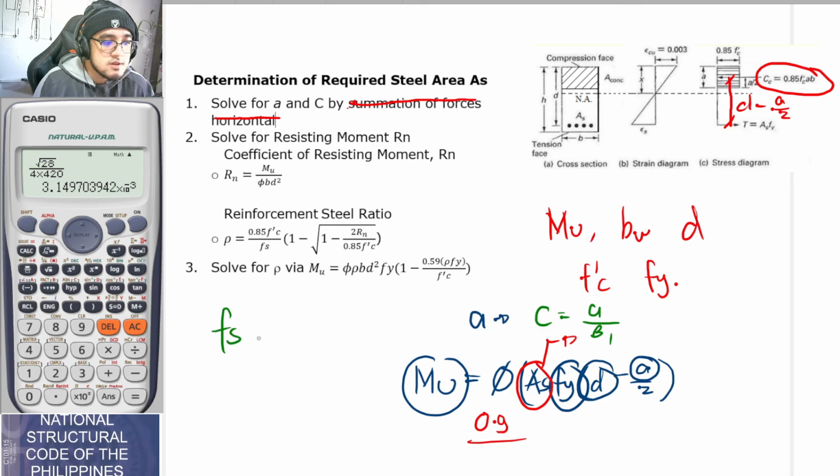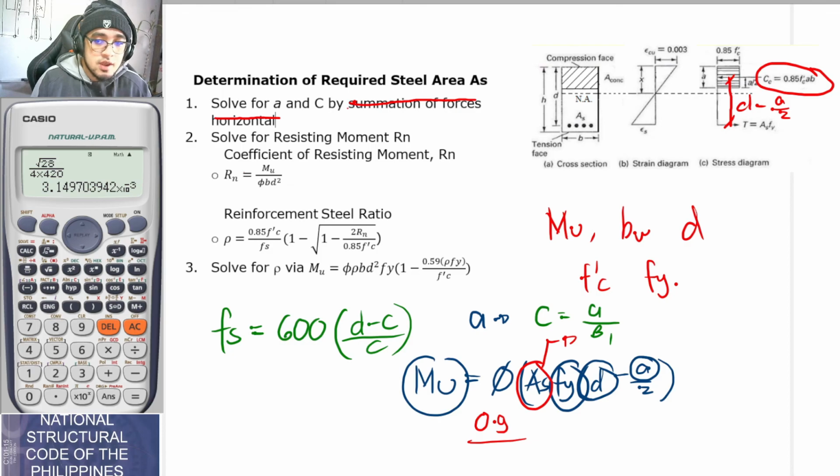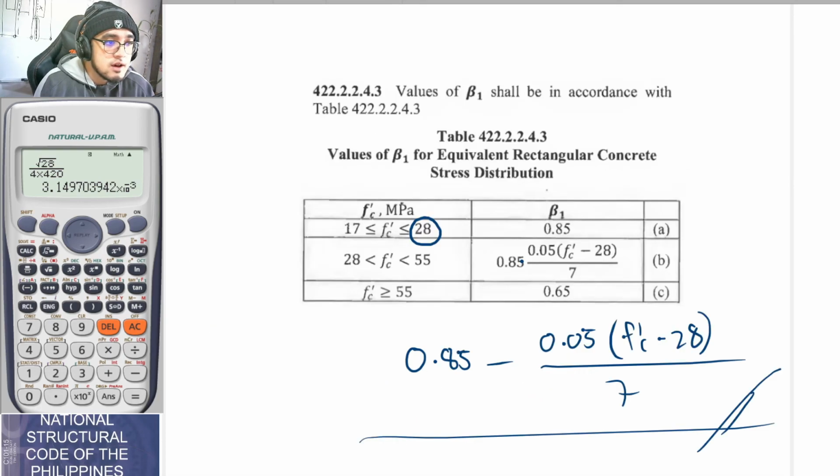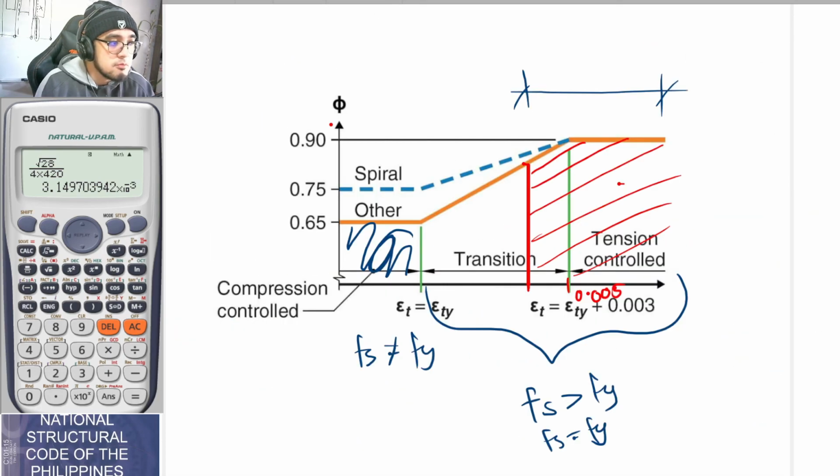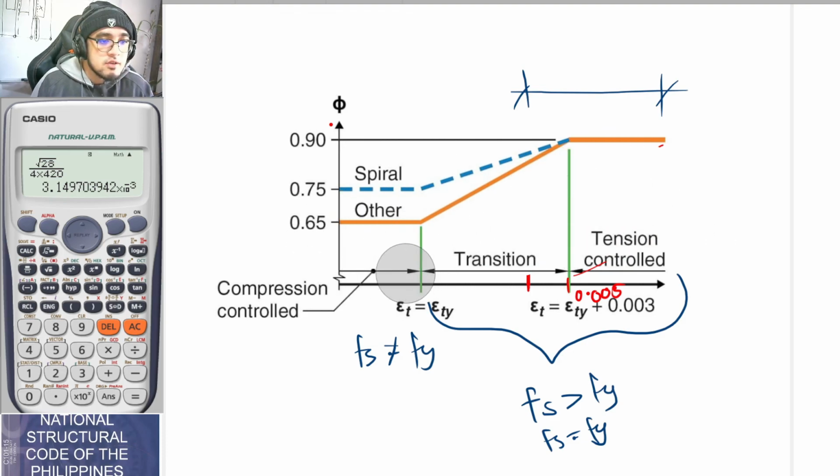So, I'm sorry for the disorganized solution, pero ito na, tignan nyo na sinusulat ko. Fs is equal to 600 times d minus c over c. If you can remember that, yan yung equation natin for Fs. And once you have solved for Fs already, you can now check using this particular area here. If your Fs is equal to Fy, it means that this is its limit.